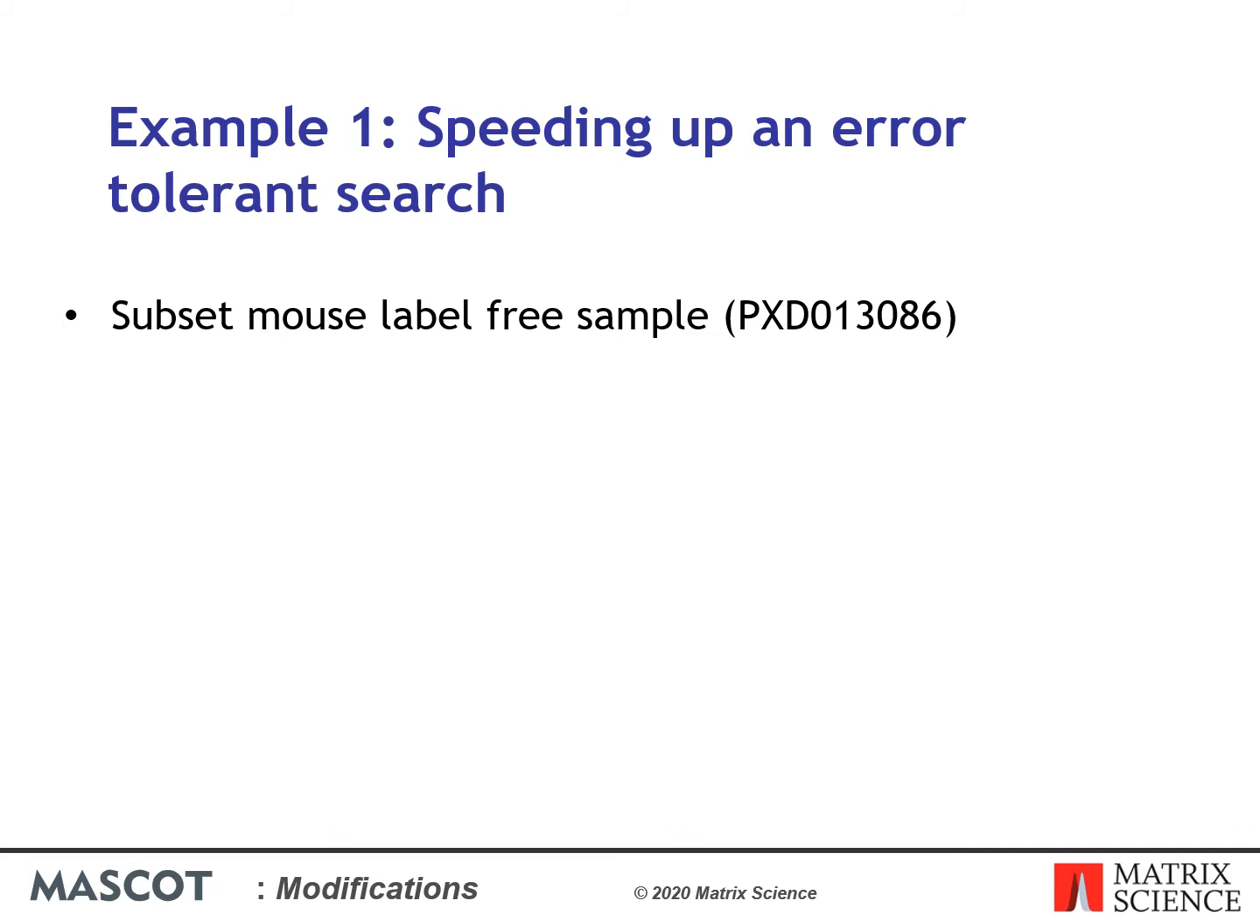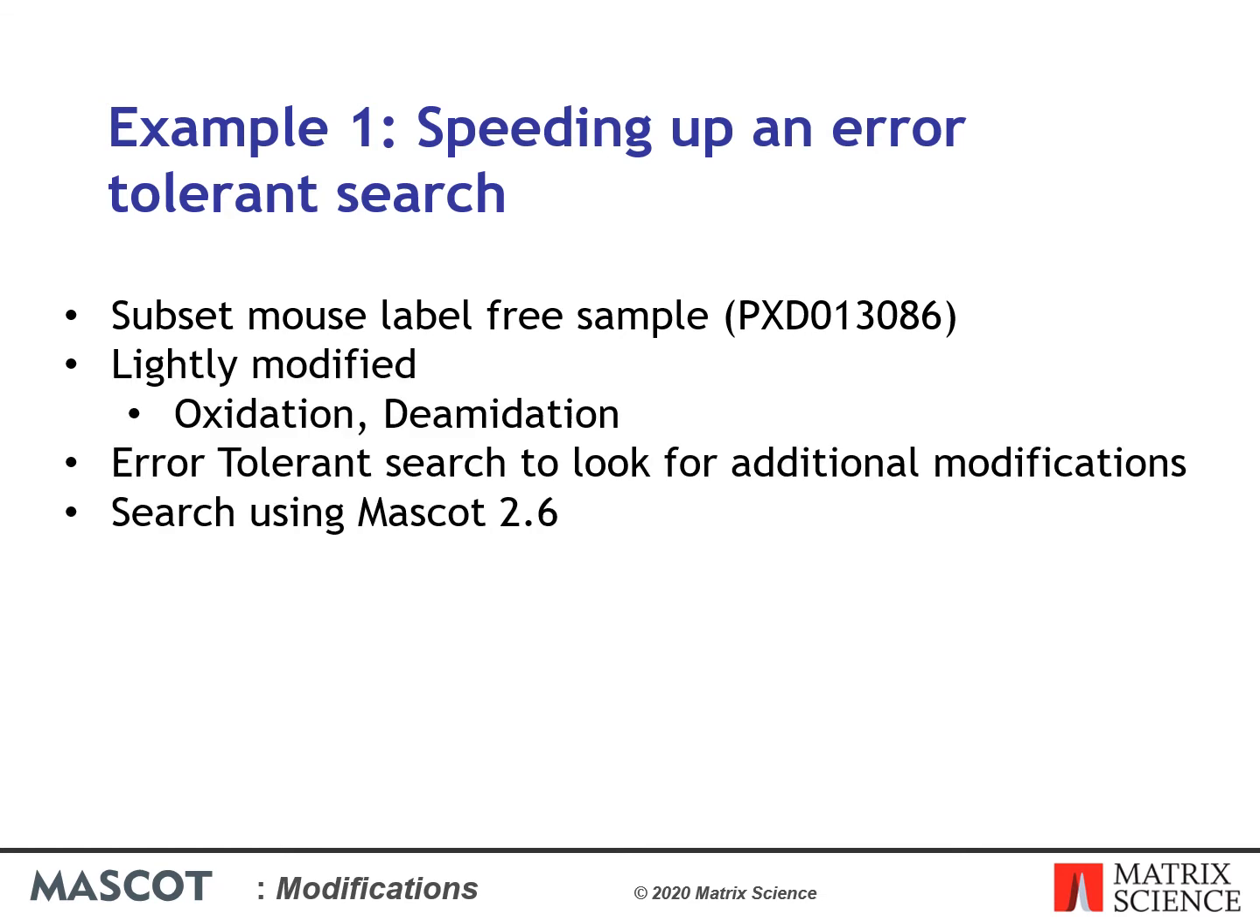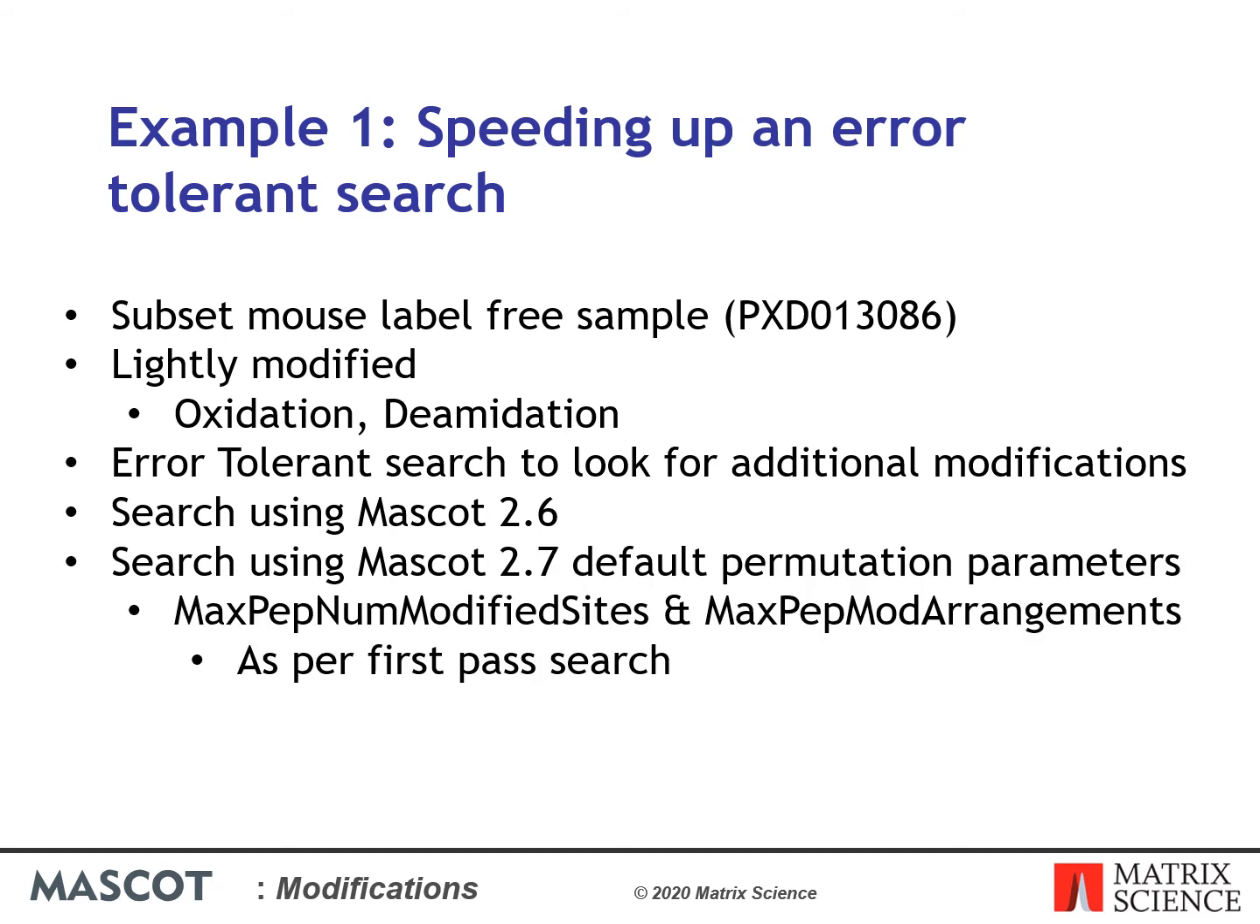One of the consequences of these changes is that we can speed up error-tolerant searches. To test this, I've taken a subset of a mouse label-free dataset available from the PRIDE public repository and produced a peak list of approximately 20,000 MSMS spectra. The samples are lightly modified. The information in PRIDE specified oxidation and deamidation as variable modifications and carbamidomethylation as a fixed modification. I've then searched the peak lists using Mascot 2.6 and Mascot 2.7 using the default permutation parameters.